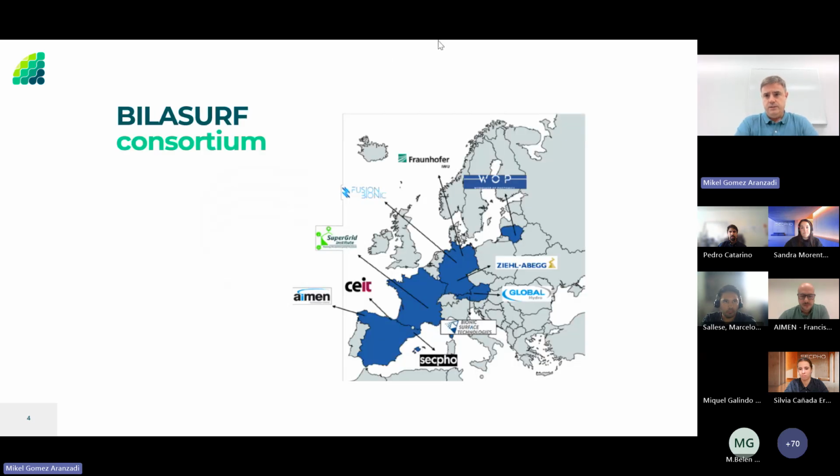So these are the partners. We are the coordinators and technology developers, together with IMEN, Fraunhofer IBU, Fusion Bionic, and Supergrid, and Workshop of Photonics from Lithuania. CLAB and Global Hydro are the users. Bionic Surface Technologies is also doing the development of the riblets. And finally, SECFO is doing the dissemination and communication.